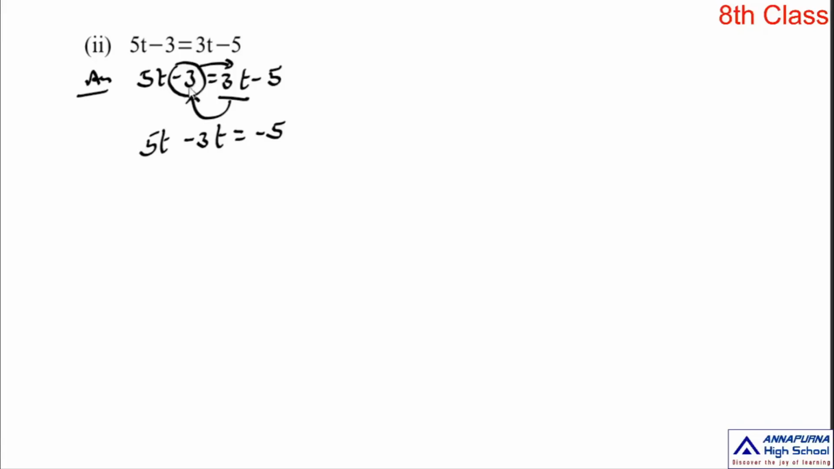So what is the sign of this term? Minus. So when you transpose it to the right side, it changes to plus. So minus 3 is transposed to the right side, it changes to plus 3. Now simplify this. 5t minus 3t is equal to 2t. Both are like terms now.